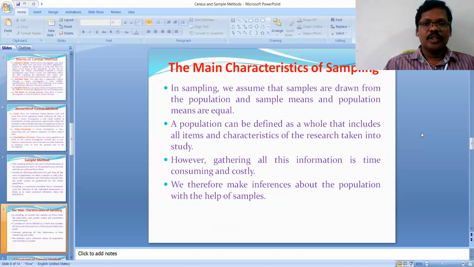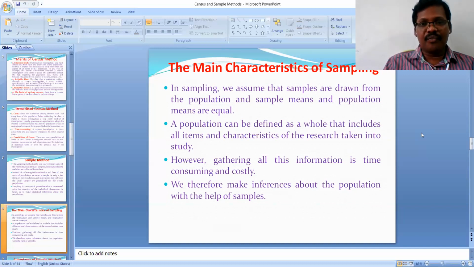In sampling, we assume that samples are drawn from the population, and that sample means and population means are equal. So we are going to assume that samples are drawn from the population, and that the means of the samples and the population mean are equal.